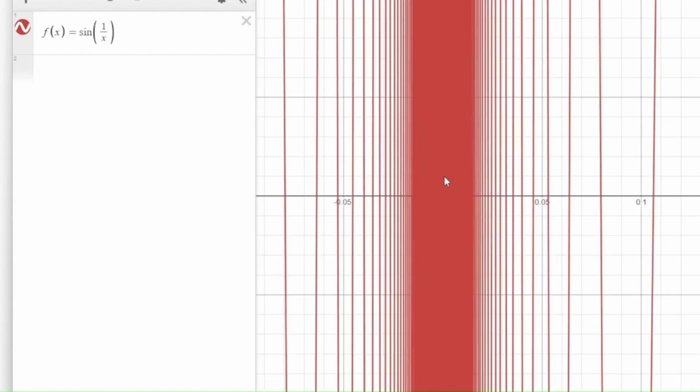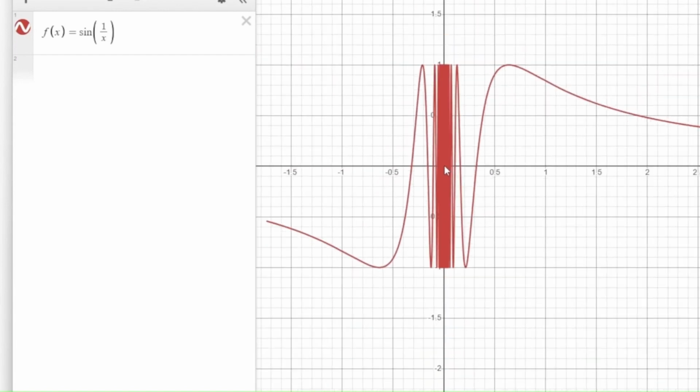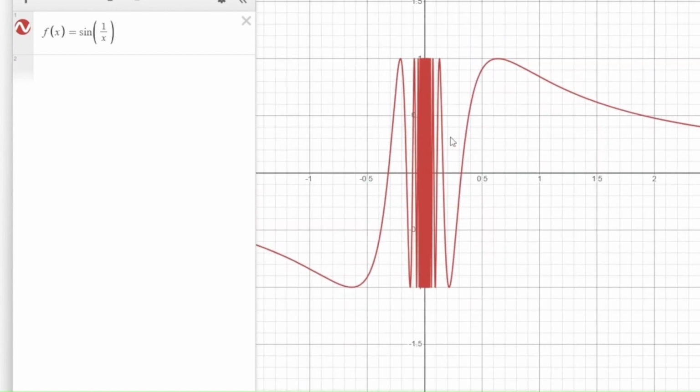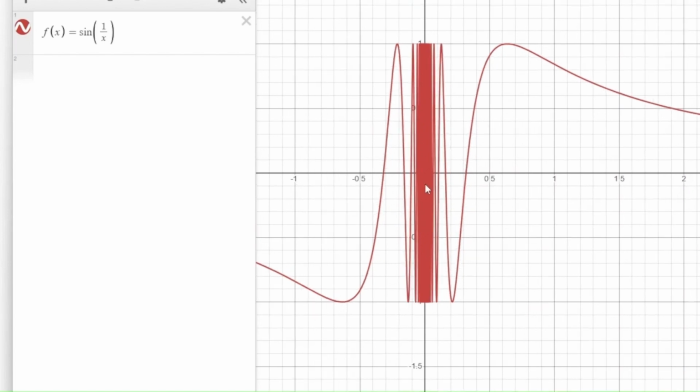You can keep zooming in. It just oscillates infinitely many times. So it's kind of impossible to draw this by hand, really. But what's the limit as x approaches 0 from the right? So 0 is right here. As we approach 0 from the right, well, notice it's not blowing up.